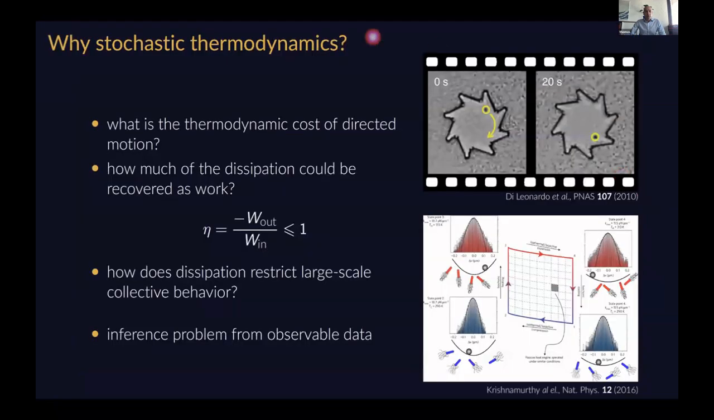Okay, so why stochastic thermodynamics? The type of questions you might be asked is, for example, what's the thermodynamic cost of such directed motion? How much energy do I have to provide to realize that behavior that I maybe see in nature? And related to this, because you have to provide that energy and it's going to be dissipated, you could be asking yourself, how much of this energy can I recover as work?